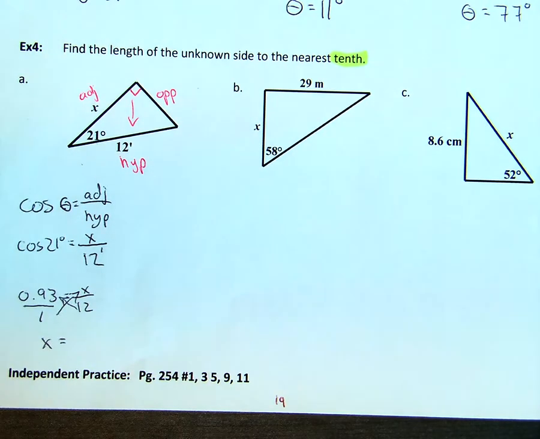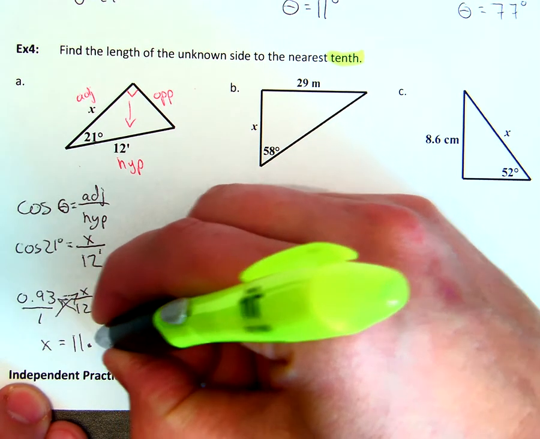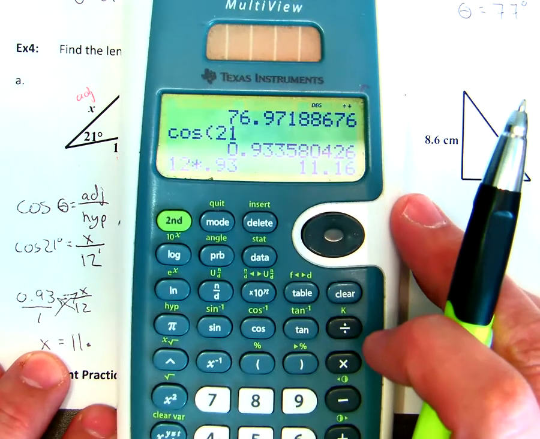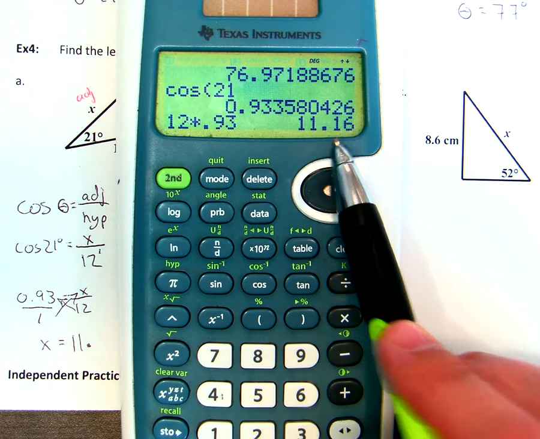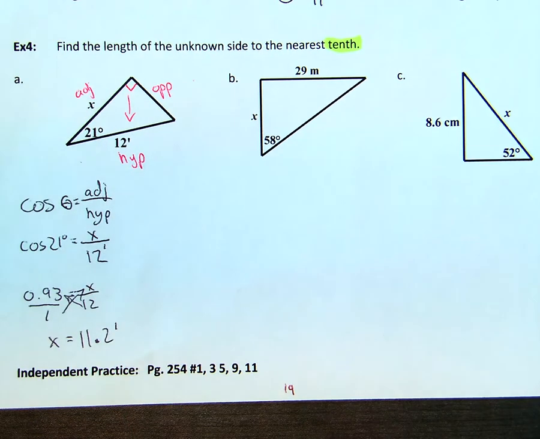12 times 0.93 is 11.16. But I need it to the nearest tenth, which is 1 decimal place. Looking after the 1, the 6 tells the 1 to round up, so it would be 11.2, and that would be 11.2 feet. So that's how you do that one.